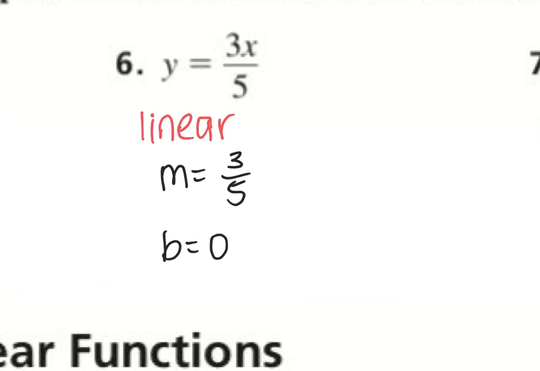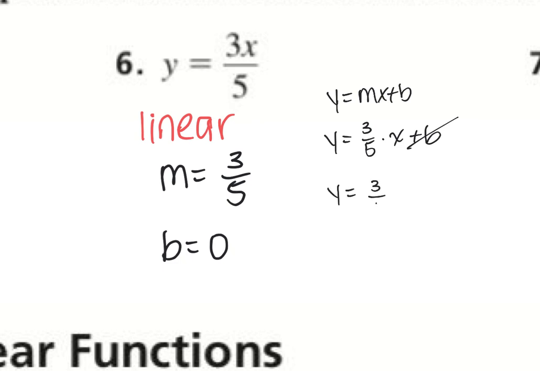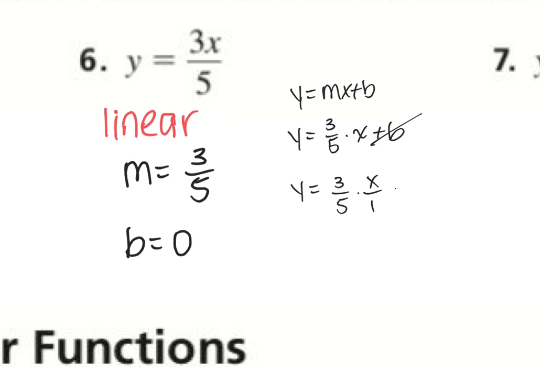Because if we had 3 over 5, right? y equals mx plus b. And we do y equals 3 over 5 times x plus b. Do you agree that making b 0 would get this away, right? And then we would get y equals 3 over 5 times x over 1. We just multiply the 3 and the x together and the 5 and the 1, and we get 3x over 5.